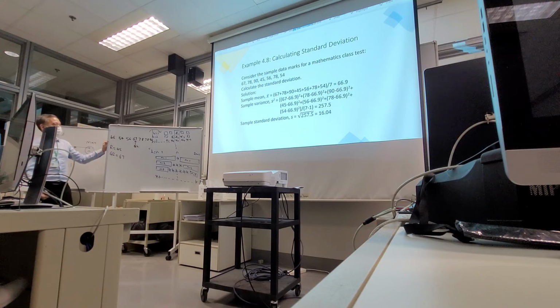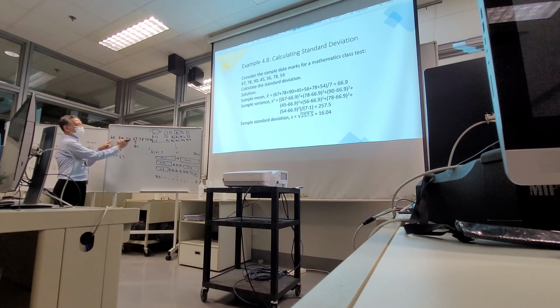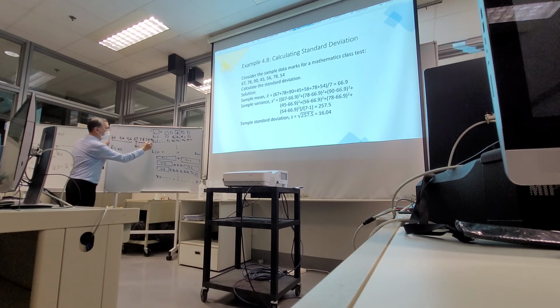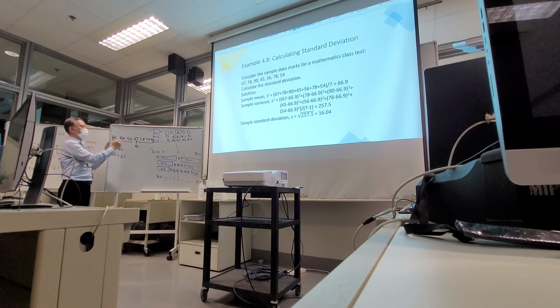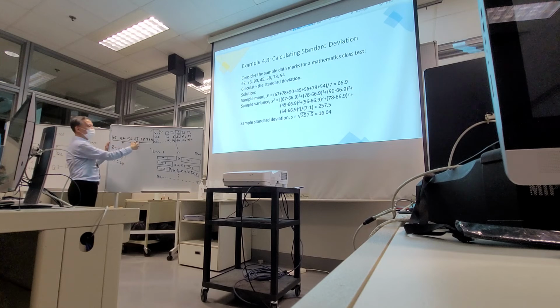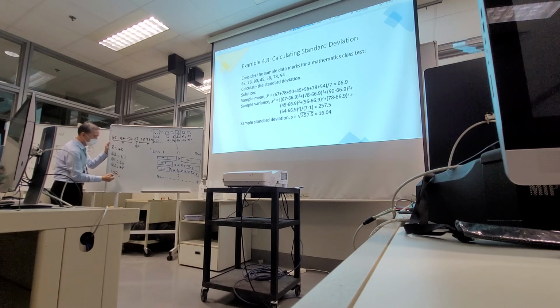Once we have the median, you can see it cuts the data into two parts, right? Based on what we define, we only calculate this part and this part. What is the middle value of the lower part? 54. This is Q1. The middle value of the upper part is 78. This is Q3. And what is the interquartile range? 78 minus 54. Very easy.